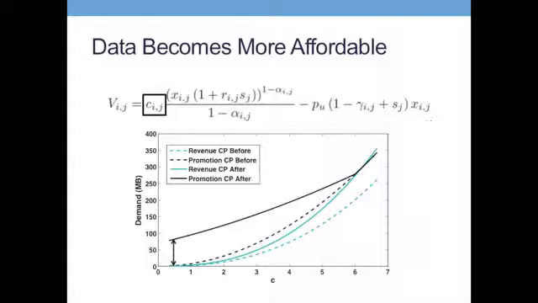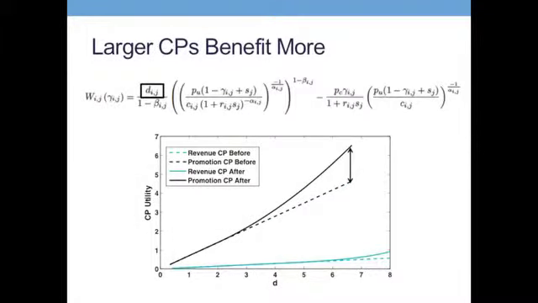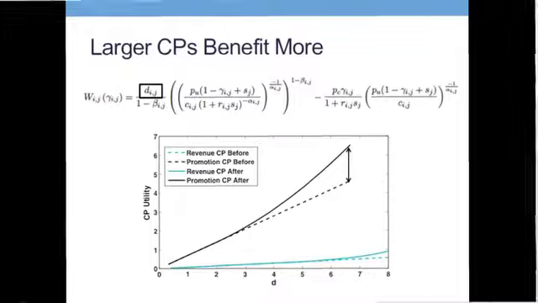For lower C, i.e. more cost-conscious users, demand can increase more with sponsorship. Thus, mobile data becomes more affordable for cost-conscious users. Similarly, the parameter D represents the weight of CP's utility from using data, relative to the cost of data. For higher D, or less cost-conscious CPs, utility increases more with sponsorship.